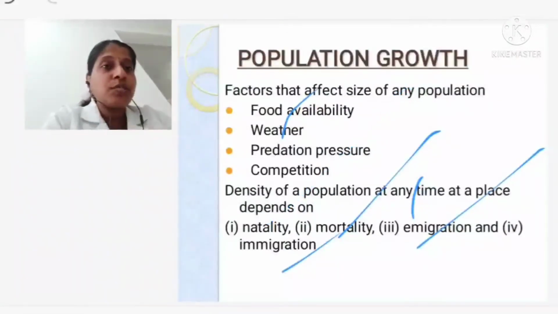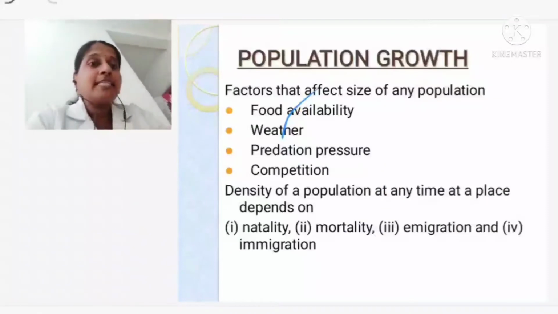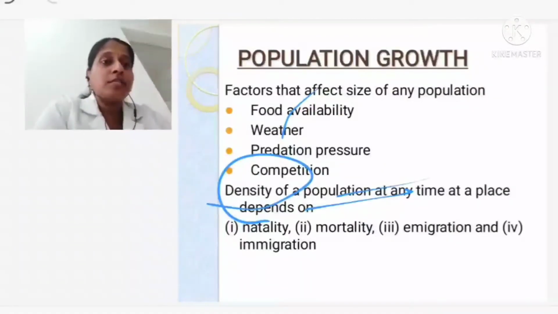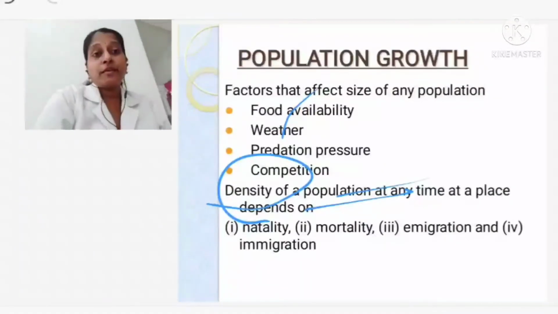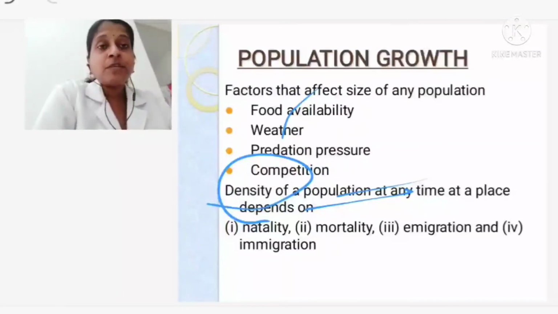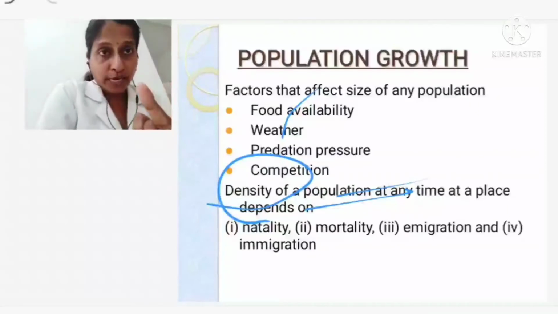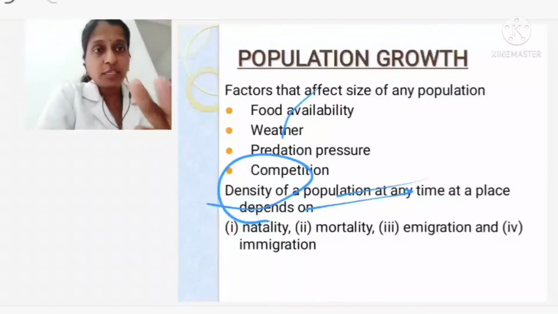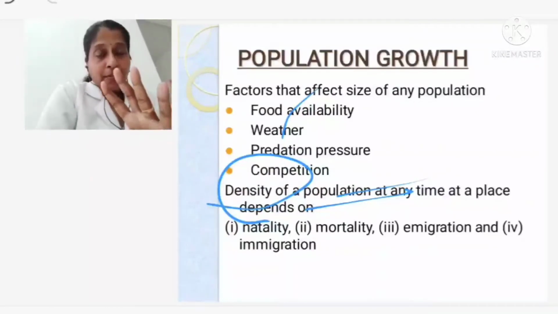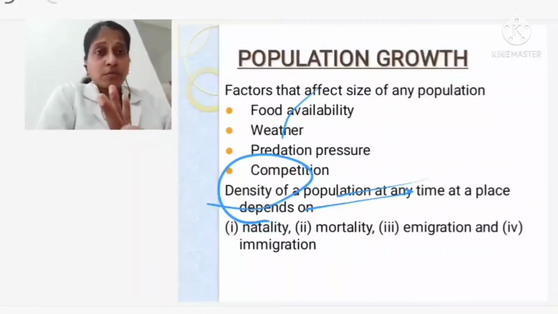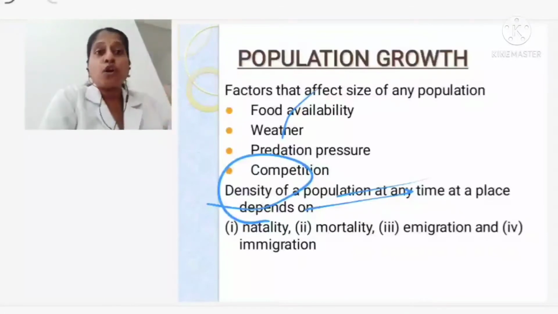Listen carefully students, the next topic is density of a population, how the density of the population is. It will be depending upon different factors. So what are the different factors? One is your natality, second one is your mortality, third one is your immigration, and the fourth one is your emigration. Okay, so what are these terms? Natality we have done already, that is the birth rate. What is mortality? It is the death rate.